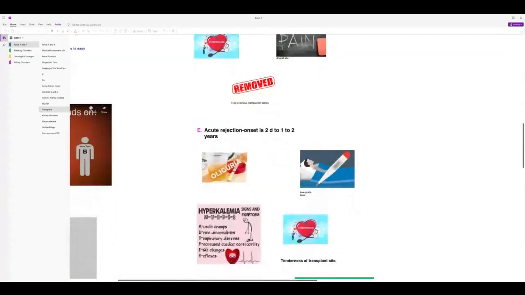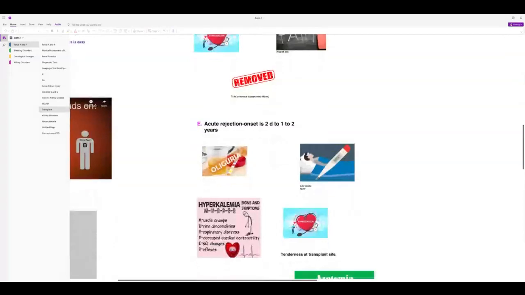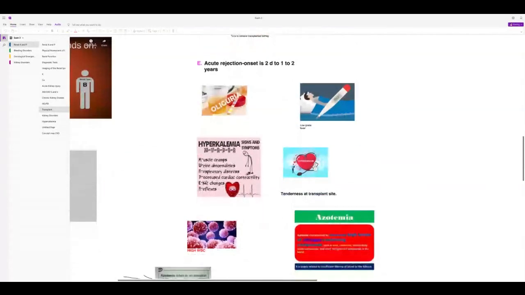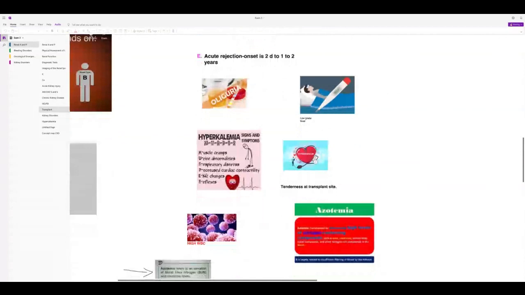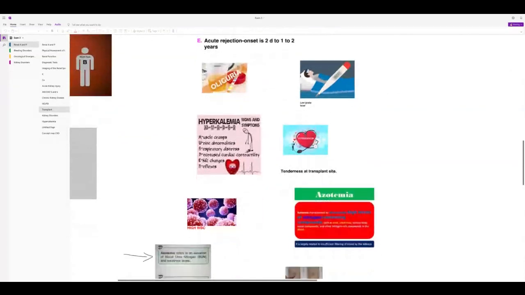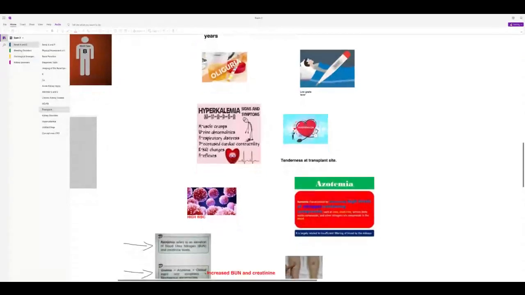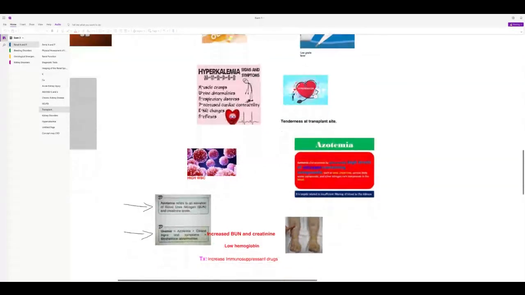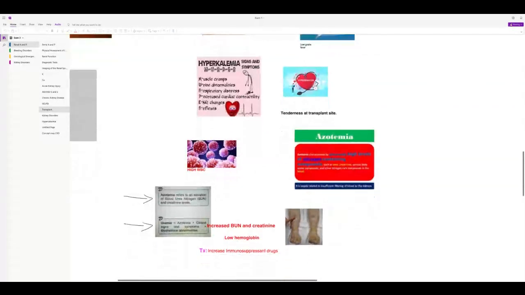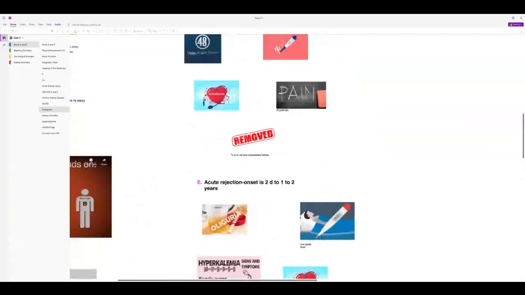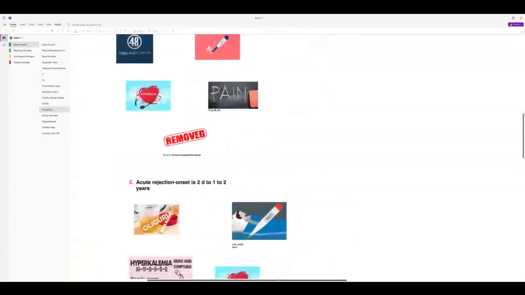Now, let me tell you what happens with the rejection. The patient's going to have all the same signs and symptoms of kidney disease, right? Plus, they'll have a low-grade fever. They're going to have tenderness at the transplant site. They're going to have hypertension, high white count. They'll have a high BUN, high creatinine, maybe a fixed specific gravity, and a low GFR. What they'll do with this is try to increase the immunosuppressant drugs to see if they can stop the body from rejecting the kidney.